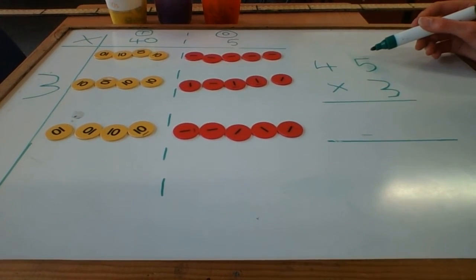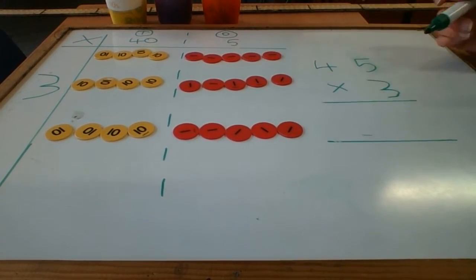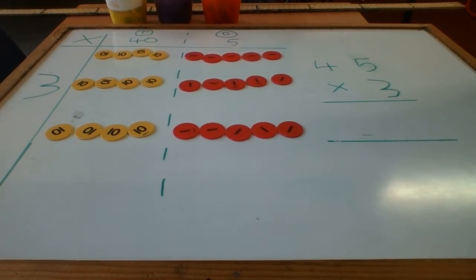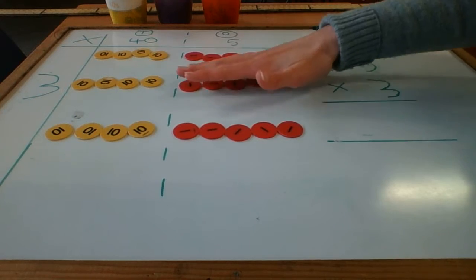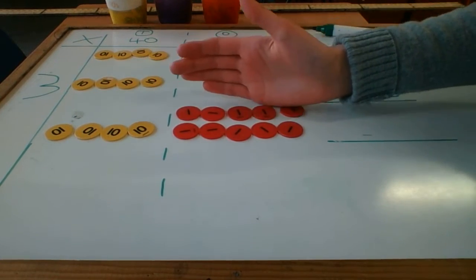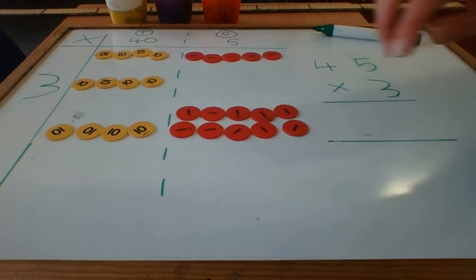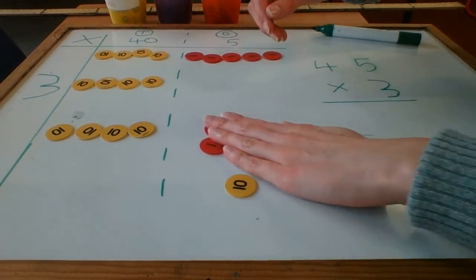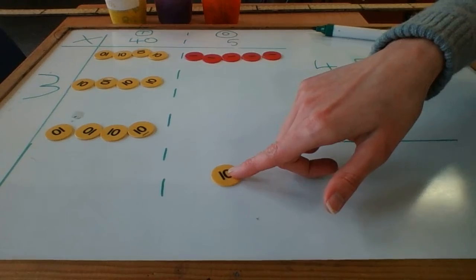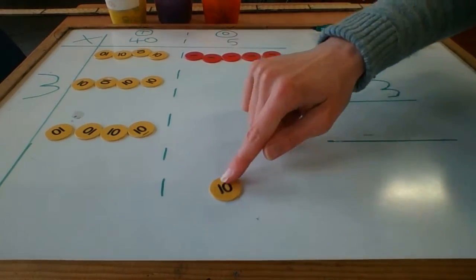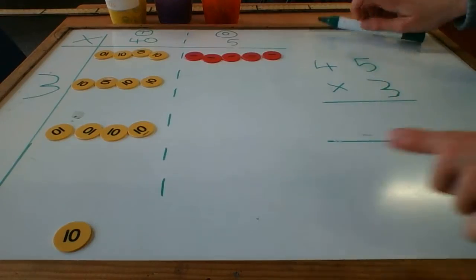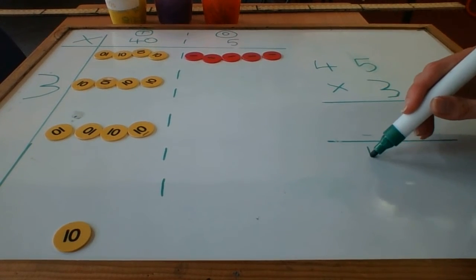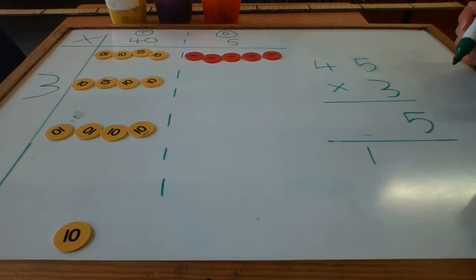So 3 times 5, 3 lots of 5 is 15. 5, 10, 15. So in 15, there are 10 ones, 2, 4, 6, 8, 10. So I can take that 10 and change it for a 10. And 5 more ones. That 10 goes to there. 15. 5 ones and an extra 10 in 15.